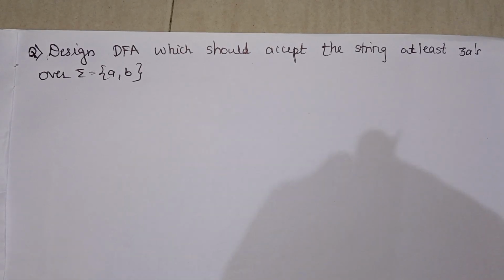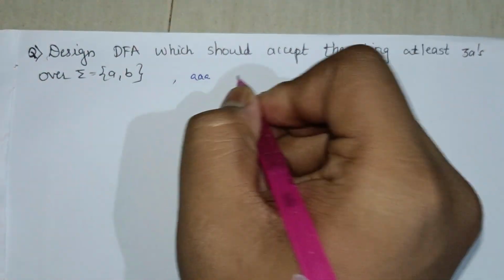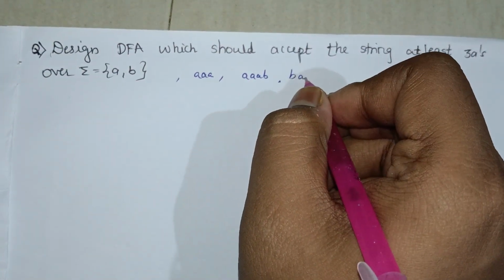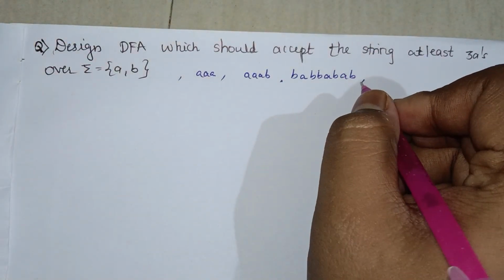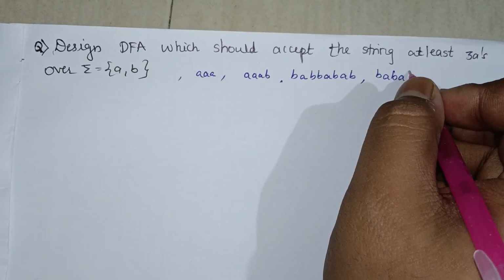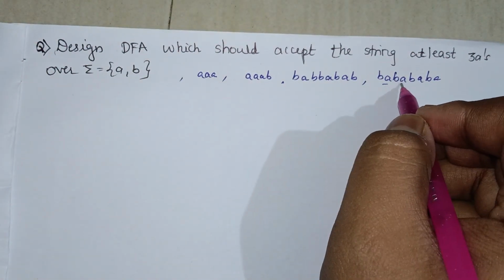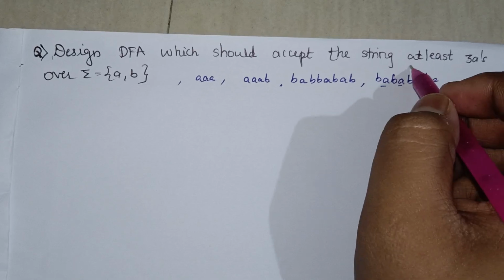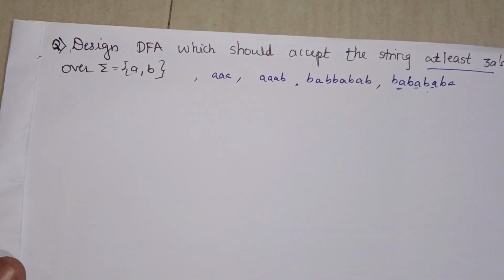3 a's must be there. Means for example, this is accepted. A, it is also accepted. B, it is also accepted. B, it is also accepted because there are 3 a's. Means it should contain 3 or more than 3, not below 3. The question tells at least 3. That's why it can contain 3 or more than 3, not less than 3.